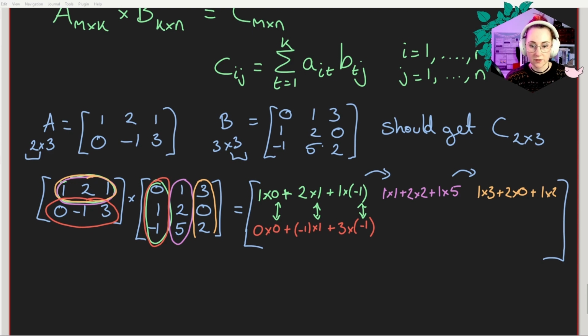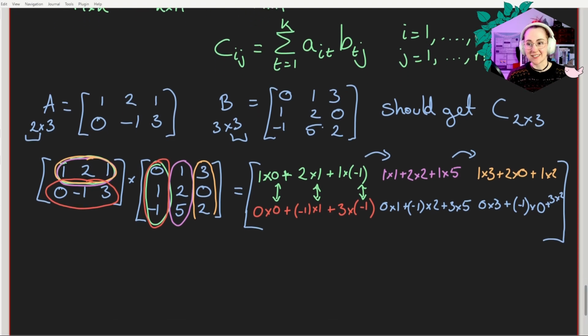So let me just do this. And then, so we've got 0 times 1, add -1 times 2, add 3 times 5. 0 times 3, add -1 times 0, add 3 times 2. And that nearly all fitted.